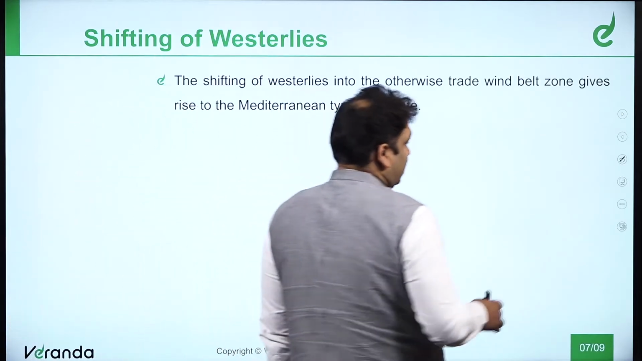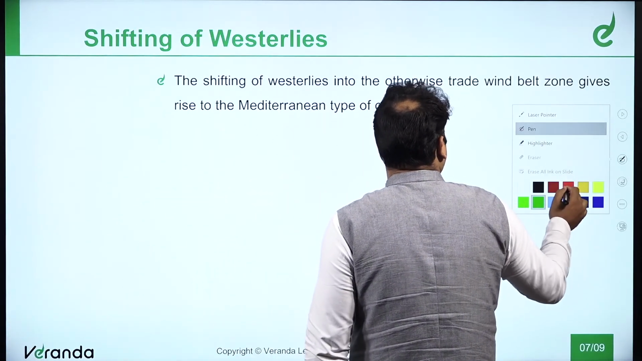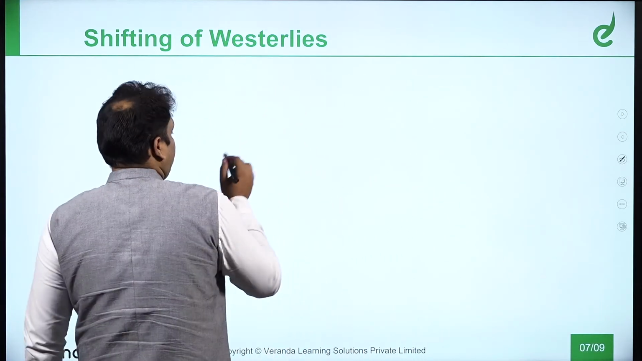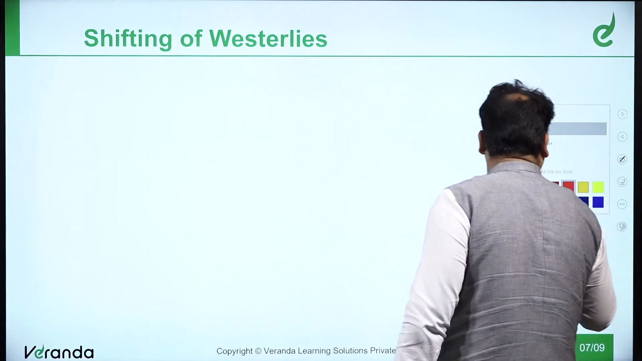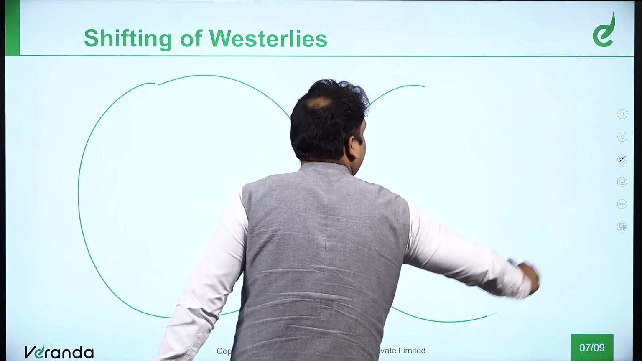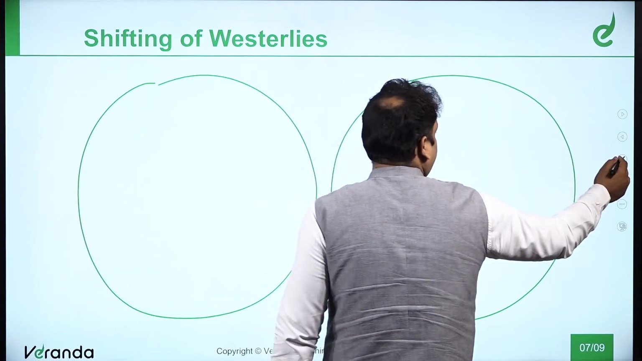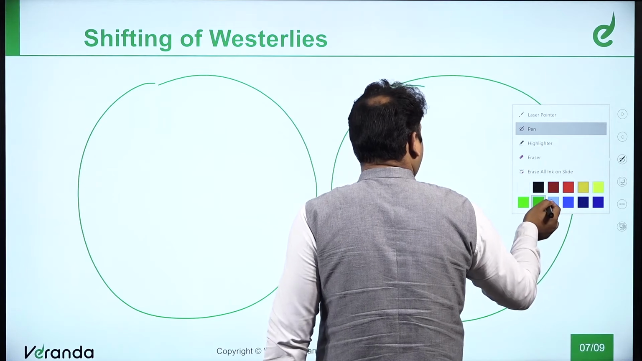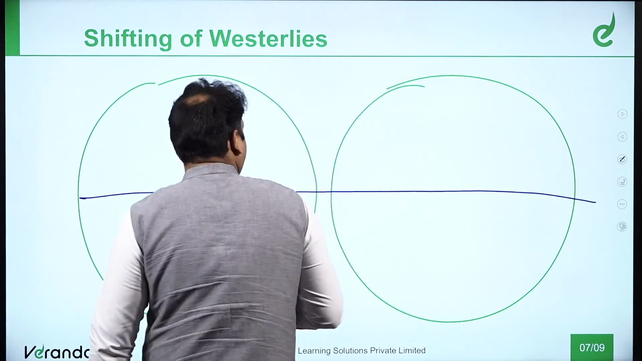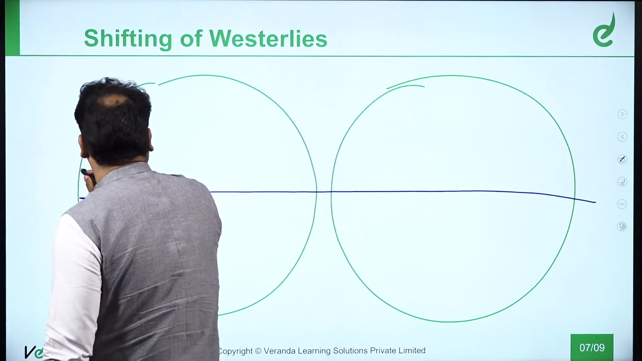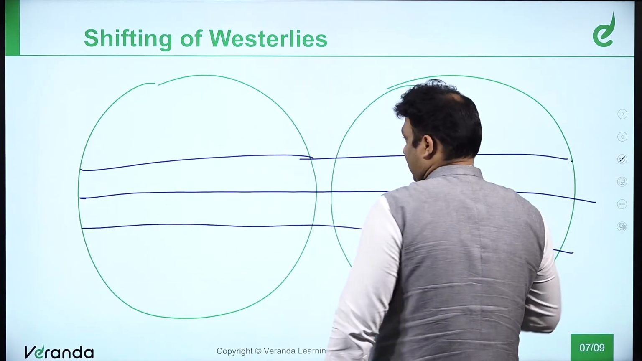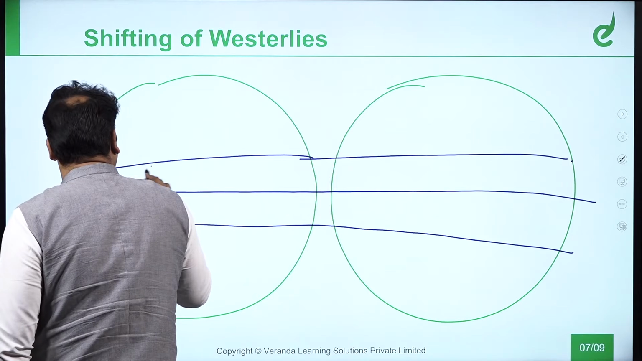Now, let us see the shift in the westerlies. This is very important to understand the Mediterranean type of climate. Now, I will be drawing the earth again here. I will be drawing two figures. I will be making them a bit bigger. Inside you will be having the equator. This is the equator, and I will be drawing the trade winds here. So this is the trade wind belt. So these are the trade winds.